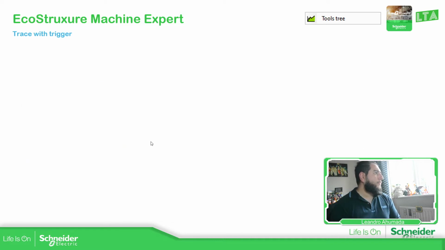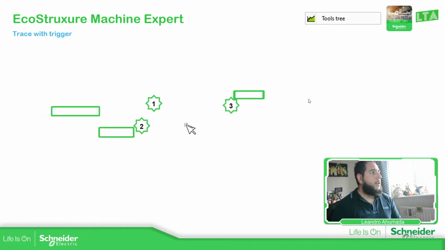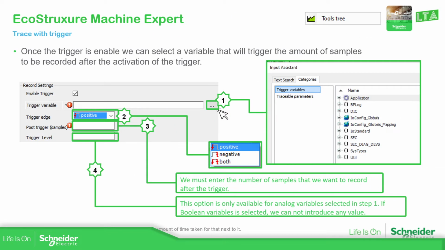In order to enable the trigger, we just need to go to the trace, open the configuration part, and enable the trigger. Once you enable the trigger, it will ask you to assign a variable. Use a variable there for the trigger. You can find it in the input system, and then you can define the trigger edge. If the variable to trigger is not a boolean, you can specify a trigger level in order to adjust the trigger. So that is how you can use it.